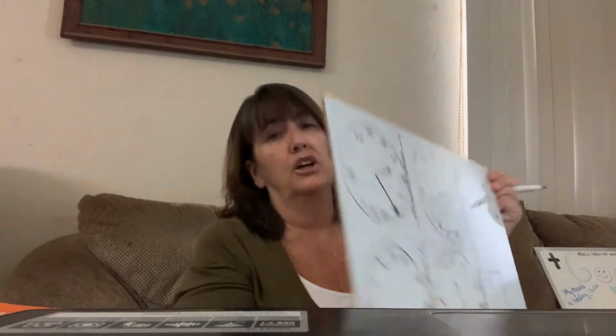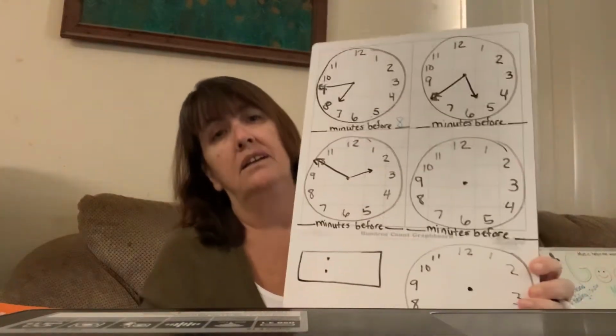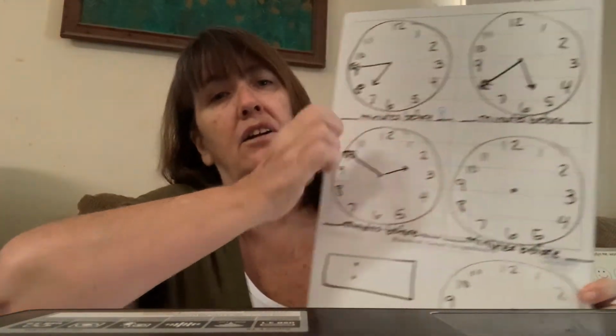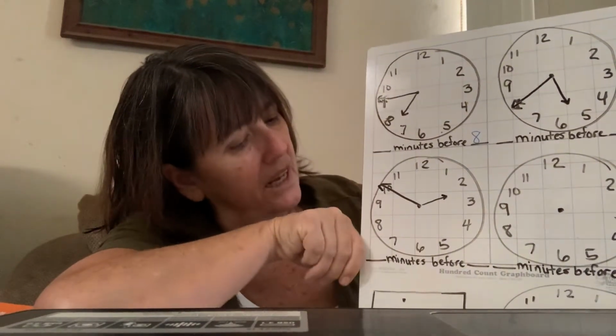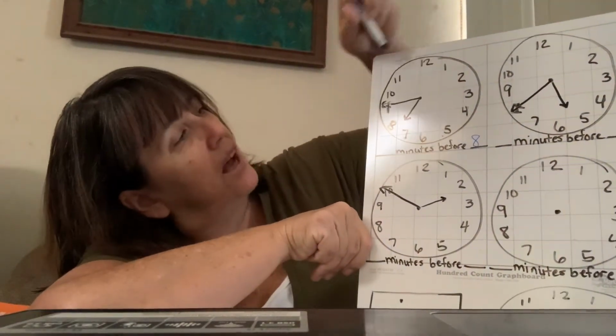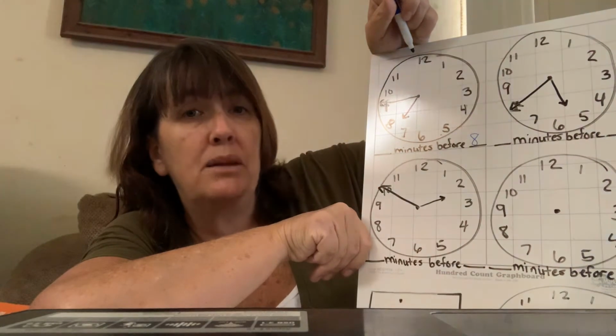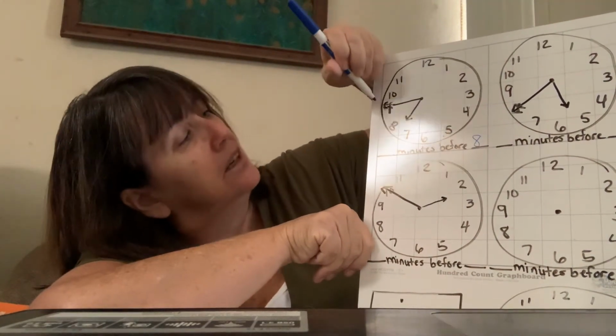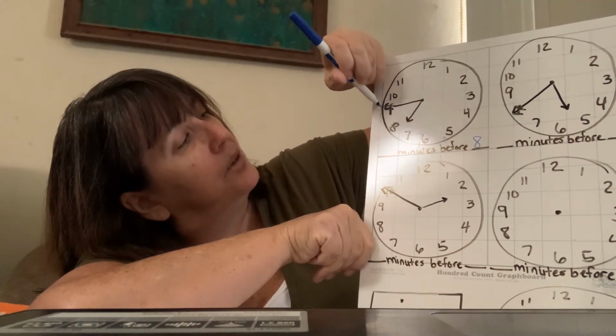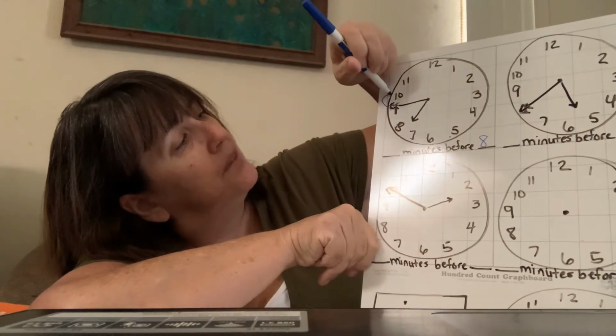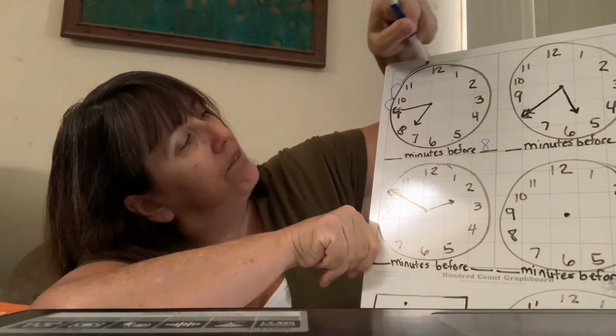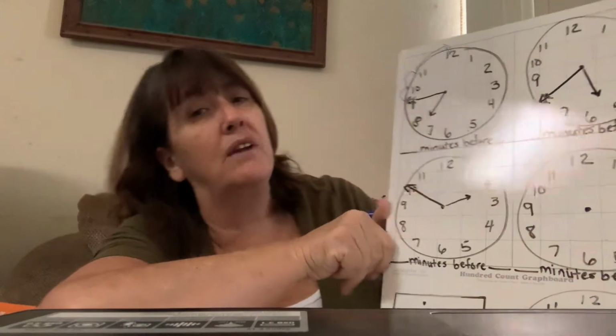So I'm going to write 8 because the hour is going to go last, okay? So it's going to go right there. Now we're going to start where the minute hand is and count by fives up to the 12 to find out how many minutes before 8 it is. So we'll start here, and then we go 5, 10, 15. So we have 15 minutes before 8.